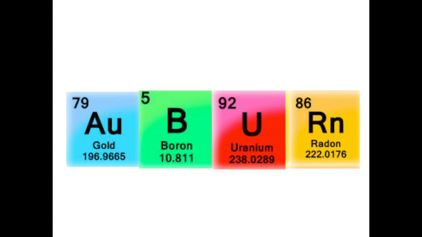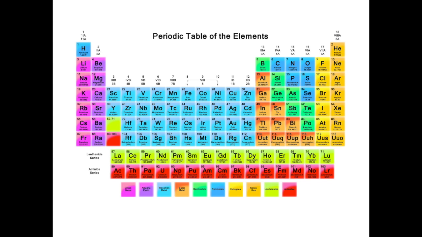But there are a lot of other numbers on here which we need to explore and explain. So let's get to that. So here we are back at the periodic table of elements. You can see, just like I told you, every element has typically a two-letter symbol.